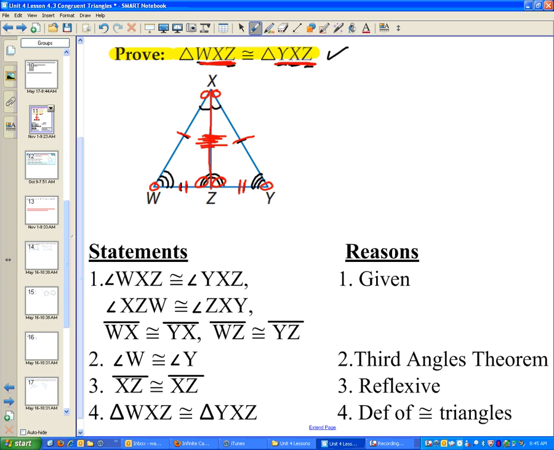Any questions? We're good? Hooray! You've done a mathematical proof now. Pat yourself on the back.